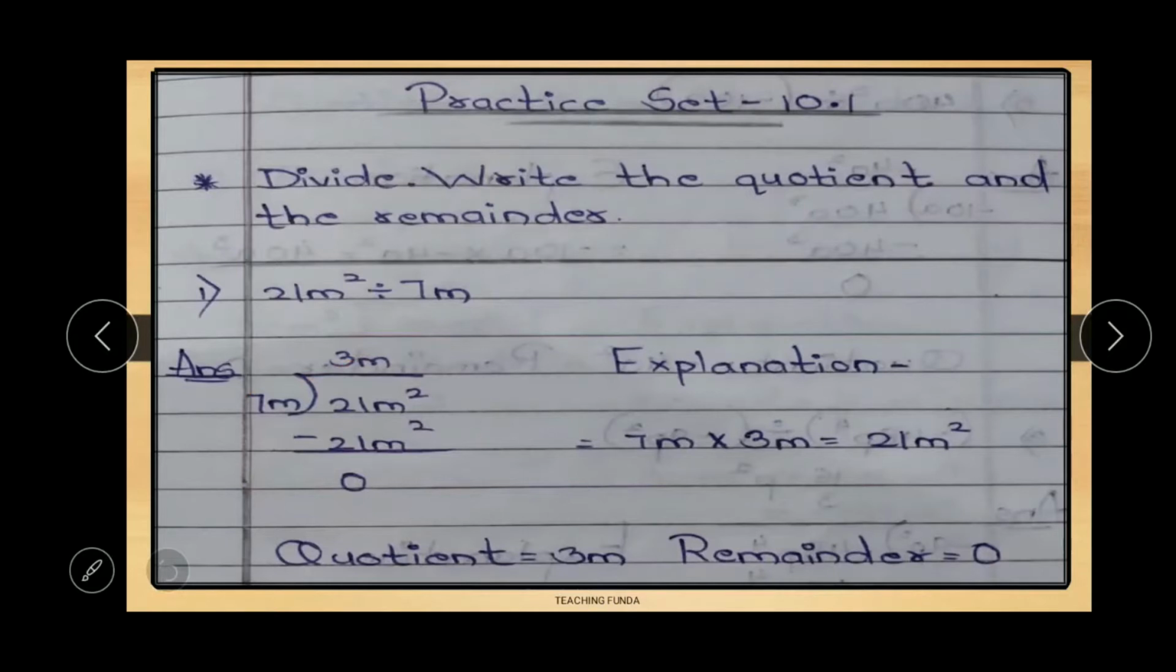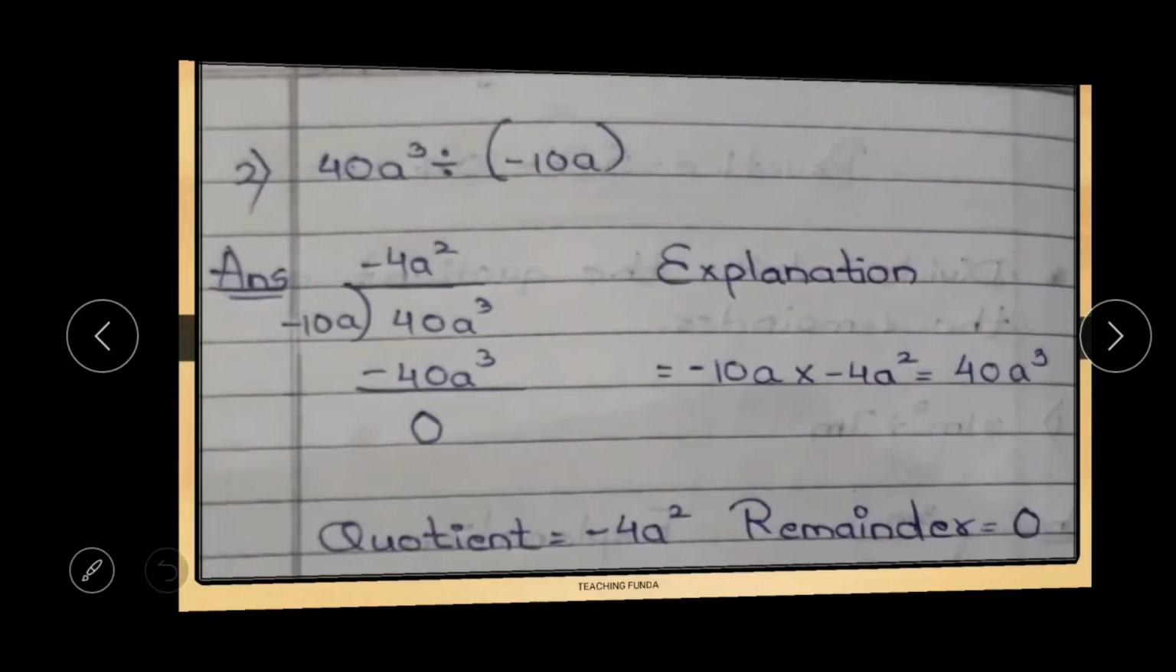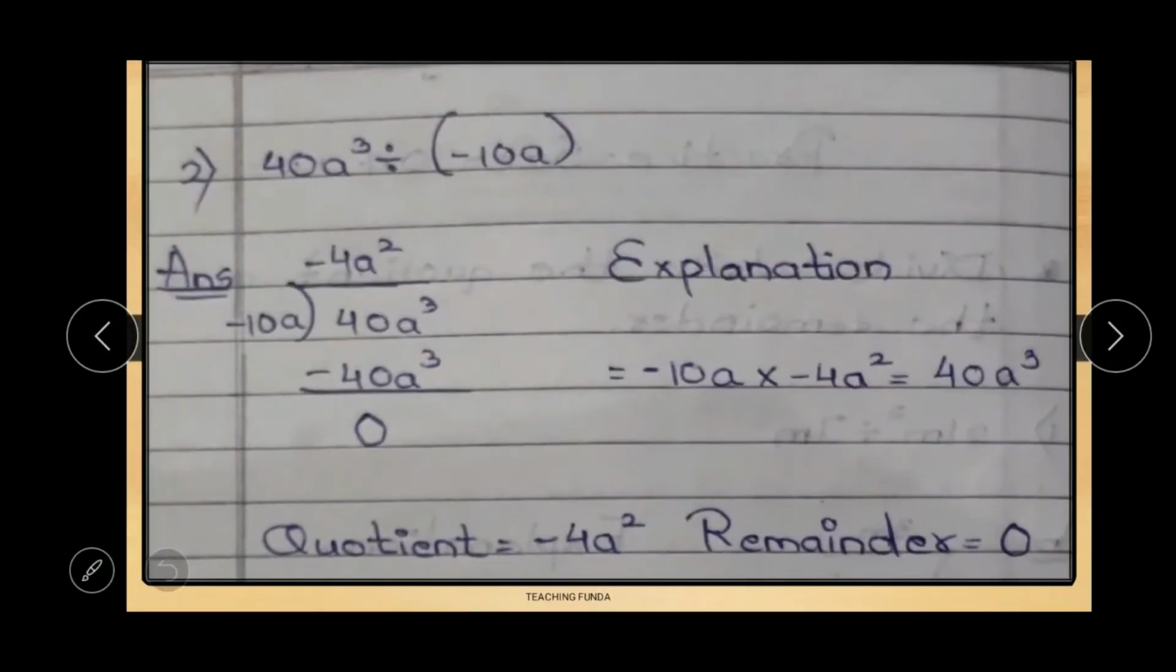Again write this in this way. Then minus 21m square. Right here 3m is equal to 0. So quotient is equal to 3m and remainder is 0. Next sum, 40a cube divided by minus 10a.